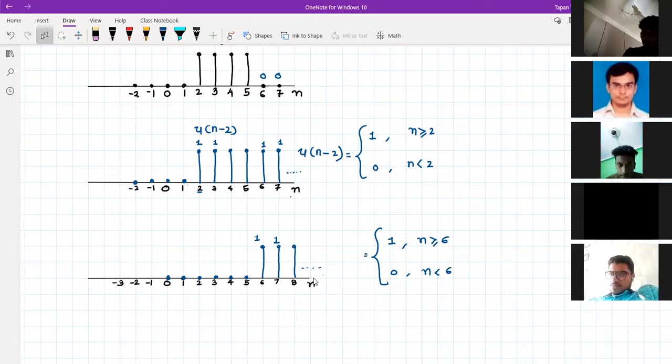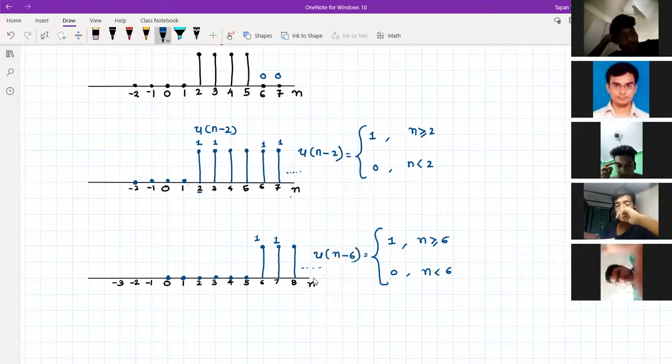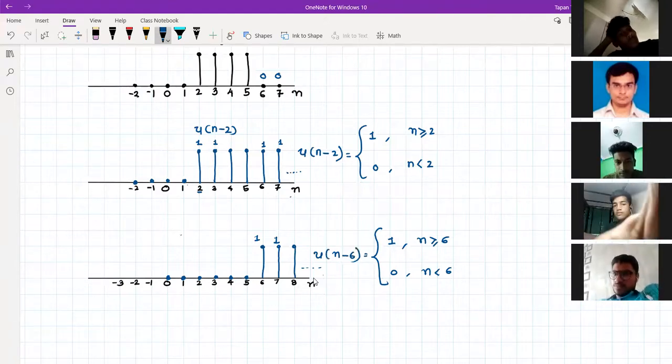Faiz, tell me what will be the mathematical function if it is 1 for n greater than or equal to 6 and 0 for n less than 6. Yes? Sir, u of n minus 6. Right? It is u of n minus 6.